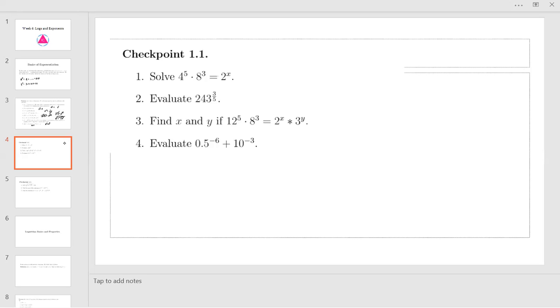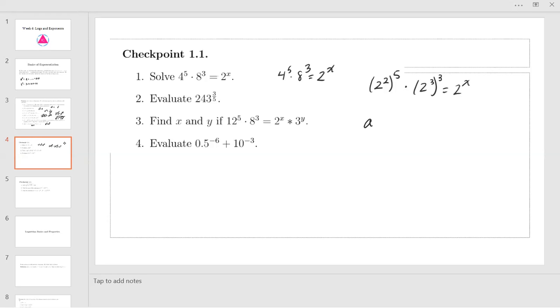Okay, so let's start going over the solution now. For this first one, we have 4 to the 5 times 8 cubed is equal to 2 to the x. We know that 4 and 8 are both powers of 2, so we can write this as 2 squared to the 5 times 2 cubed to the 3, which is equal to 2 to the 9.